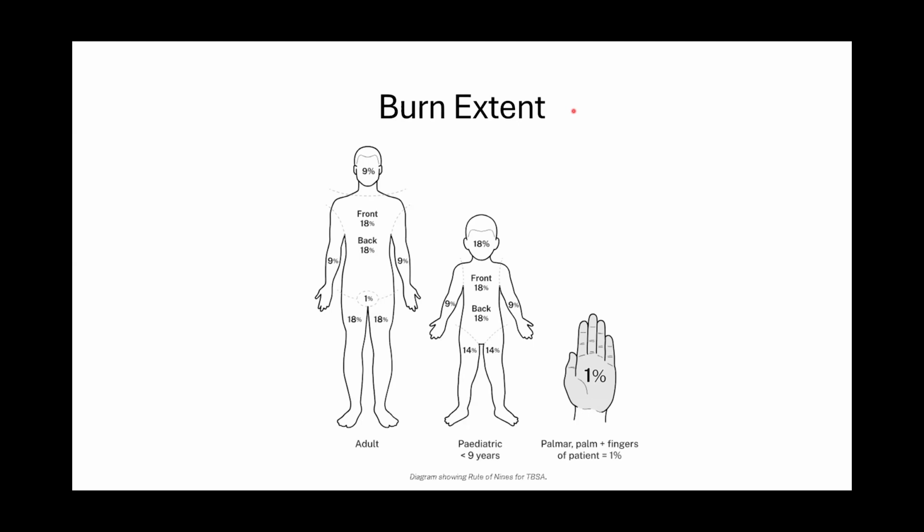So this is going to be an easy way to quickly look at a patient and go, oh, well, the whole front of their chest is burned, so that's 18%. You can see that this changes a bit in terms of kids. You especially can see that the head is now 18%. This is representing the fact that proportionally kids have larger heads than adults do. Front 18, back 18, 9 and 9 for the arms, and the legs are now 14%.